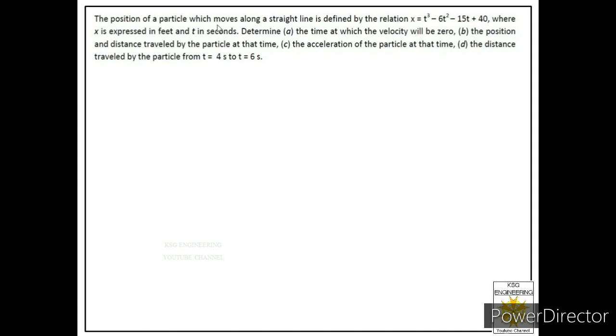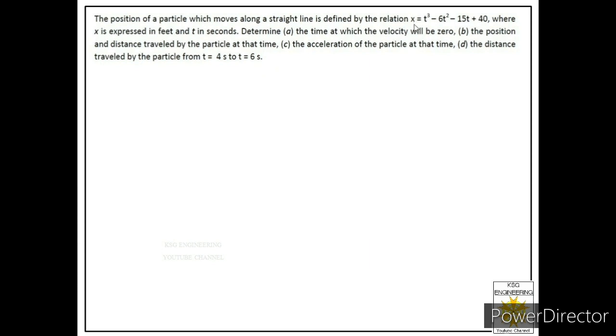The position of a particle which moves along a straight line is defined by this relation, where x is expressed in feet and t in seconds. Determine A part, the time at which the velocity will be 0. B part, the position and distance traveled by the particle at that time. C part, the acceleration of the particle at that time. And D part is the distance traveled by the particle from time 4 seconds to time 6 seconds.